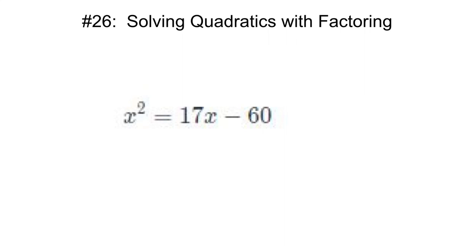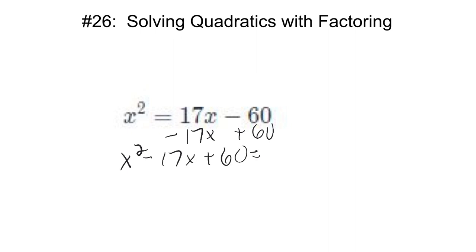Okay, this video is covering number 26 on the benchmark, solving quadratics with factoring. To solve a quadratic using factoring, the first thing we must do is set our quadratic equal to 0. So I'm going to subtract 17x and add 60 to both sides. That would give me x squared minus 17x plus 60 equals 0.